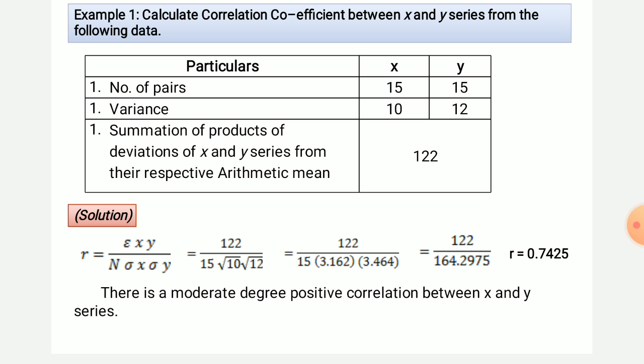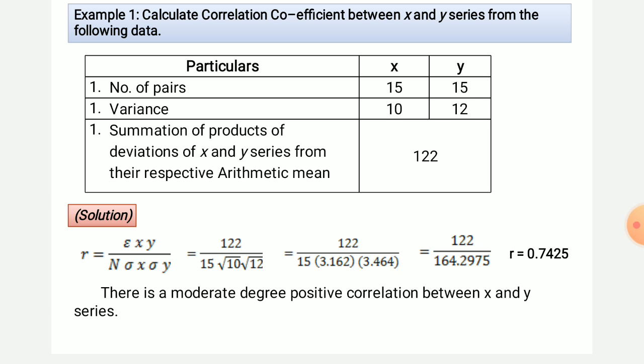164.2975. On simplifying, in the denominator place we get 164.2975. So dividing 122 by 164.2975, we get r is equal to 0.7425. So this is the value of the correlation.